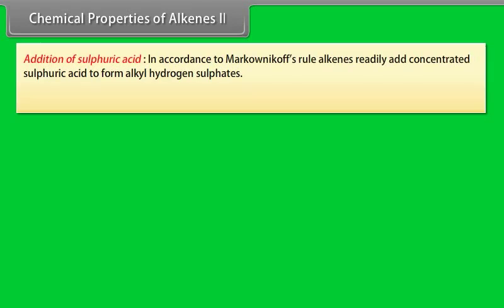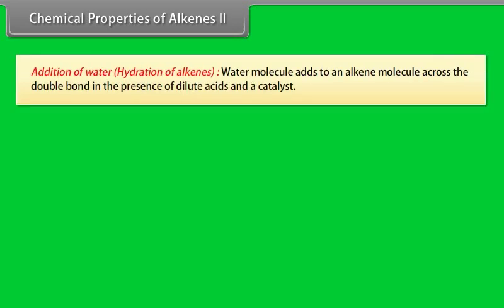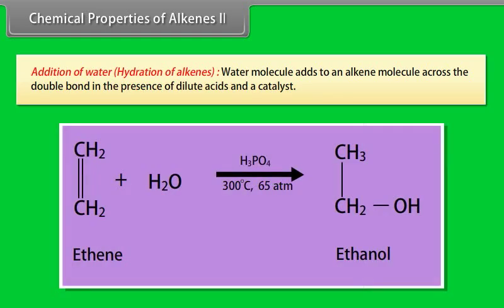Chemical properties of alkenes Part 2. Addition of sulfuric acid. In accordance with Markovnikov's rule, alkenes readily add concentrated sulfuric acid to form alkyl hydrogen sulfates. For example, ethene reacts with sulfuric acid to give ethyl hydrogen sulfate. Addition of water, hydration of alkenes. Water molecules add to an alkene molecule across the double bond in the presence of dilute acid and a catalyst. For example, ethene gives ethanol when a mixture of ethene and steam is passed over phosphoric acid and silica under a pressure of 65 atmospheres and at 300 degrees centigrade.